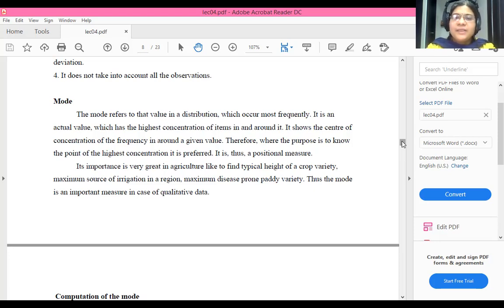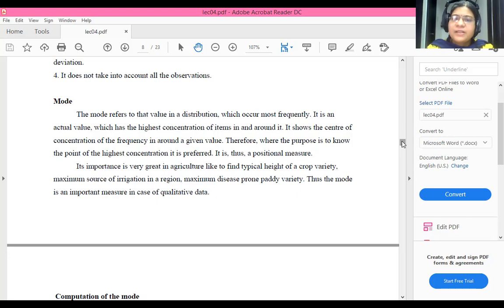Here is an example. Suppose I have purchased seed from a particular agency and I want to know the height of my crop after using that seed. What will I do? I cannot use the average height here. I will find out the frequency, where the most frequent height is found for the crops.